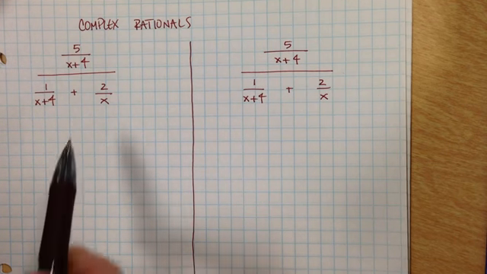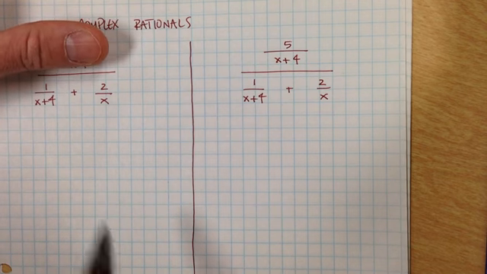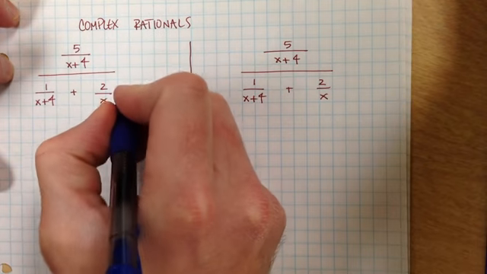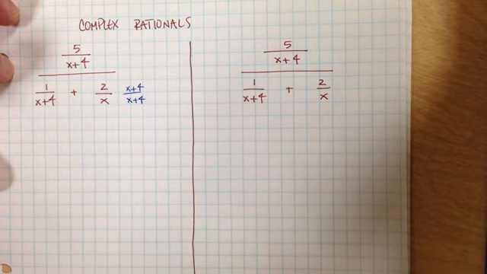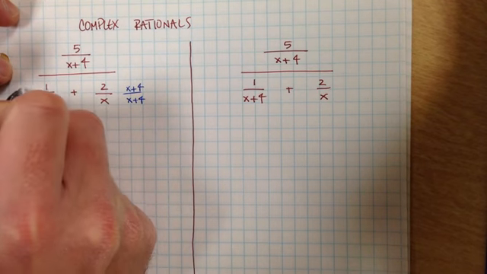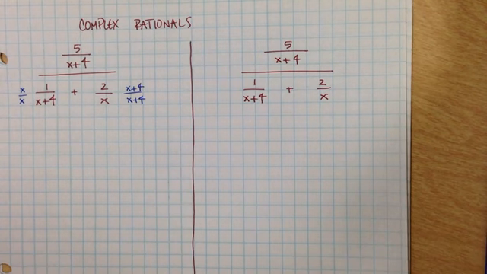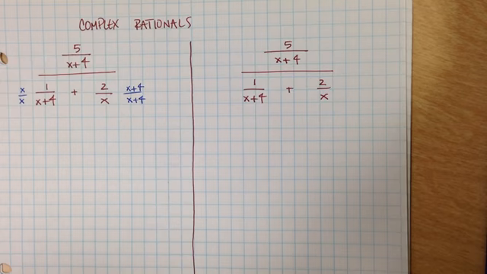I want to talk first about this one over here. I'm going to look at that denominator right there, and what I see in that denominator is two fractions that are being added. So what we need to do to add fractions is get a common denominator. So this fraction will get multiplied by 1 in the form of x plus 4 over x plus 4. This fraction will get multiplied by x over x, which is also 1. So like I said, all I'm doing here is simplifying this denominator.